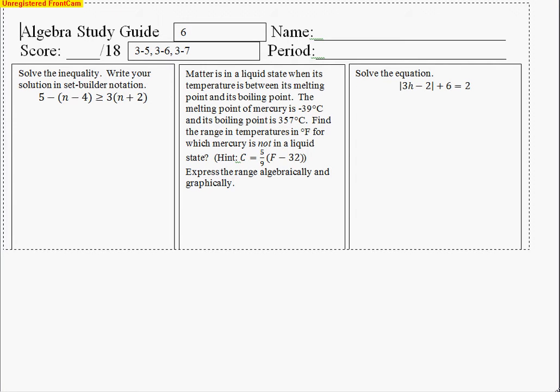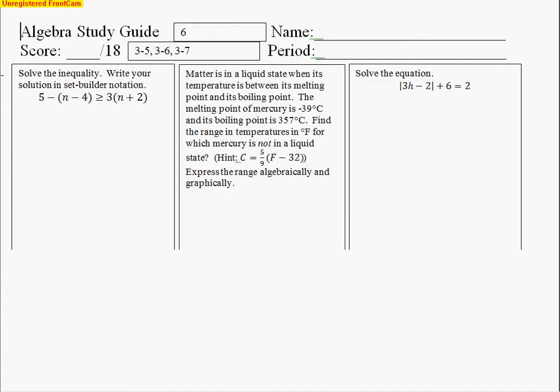These are the solutions for Algebra Study Guide Quiz 6. So let's take a look at our first problem here. It asks us to solve the inequality and write the answer in set builder notation.